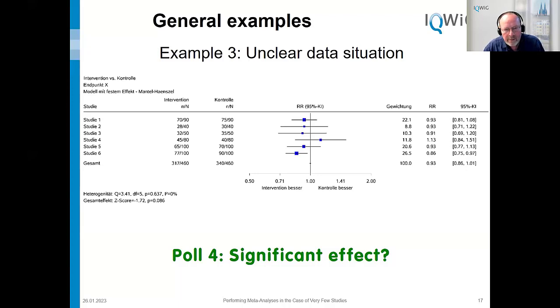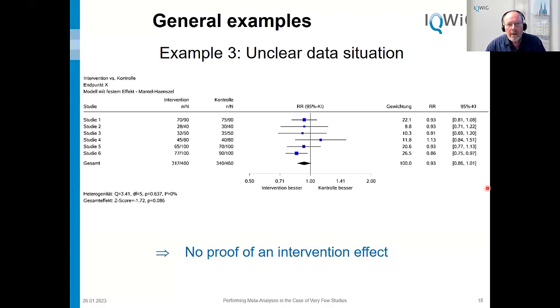And yeah, this would be the right answer here. It's not clear. You have to calculate the meta-analysis. It's very tough, but the confidence interval includes the null effect. So from this pooled effect, you see there's no proof of an intervention effect, even if you use a fixed effect model. If you would use a random effects model, the confidence interval gets larger. But even with a fixed effect model, it's not statistically significant.